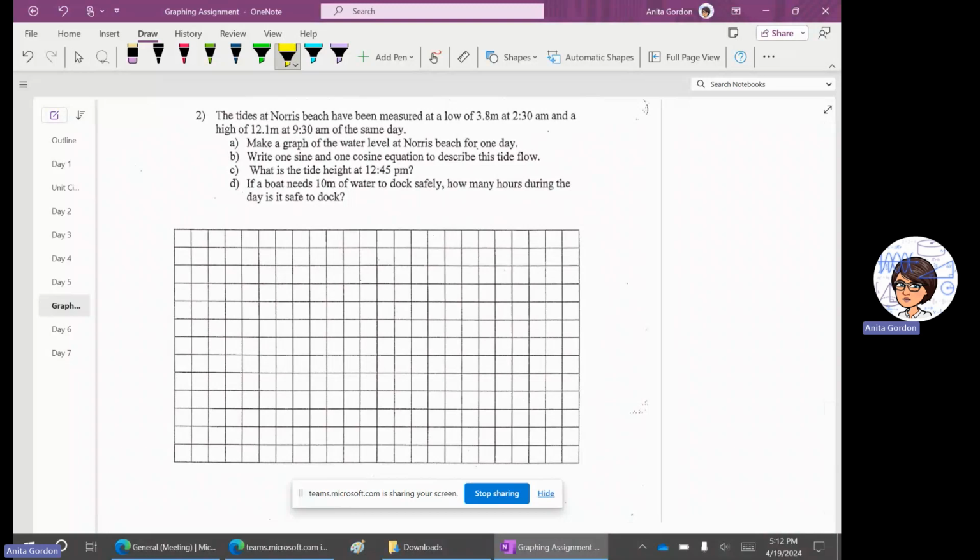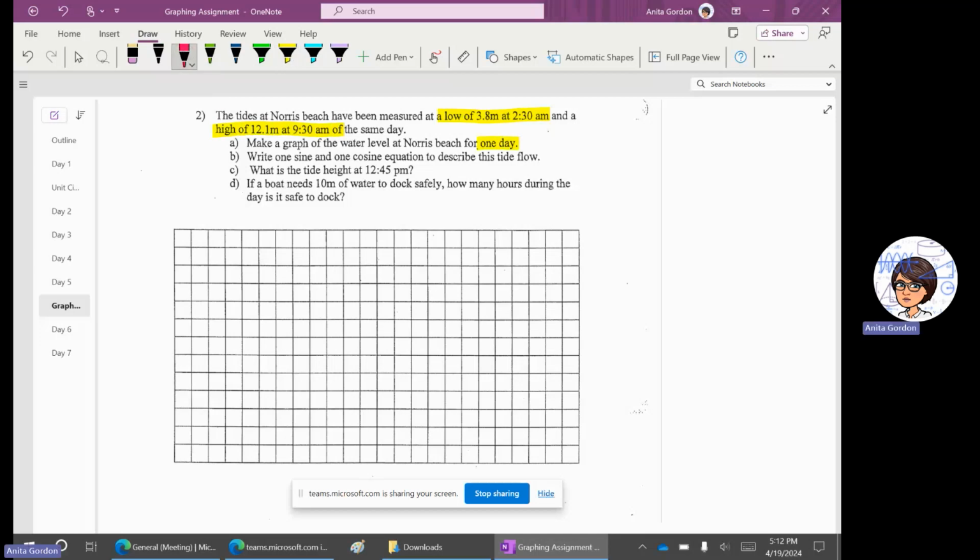It's told to us that the tides at the beach have been measured at a low of 3.8 meters at 2:30 a.m. and a high of 12.1 meters at 9:30 a.m. of the same day. In part A, it says make a graph of the water level at Norris Beach for one day.